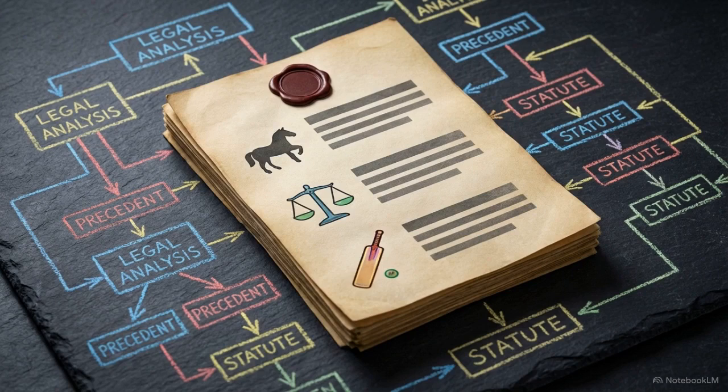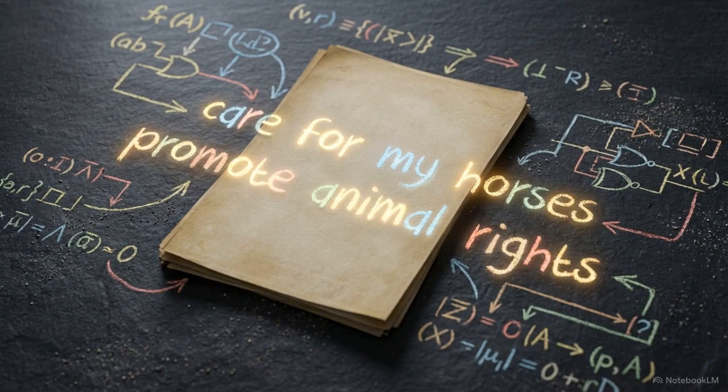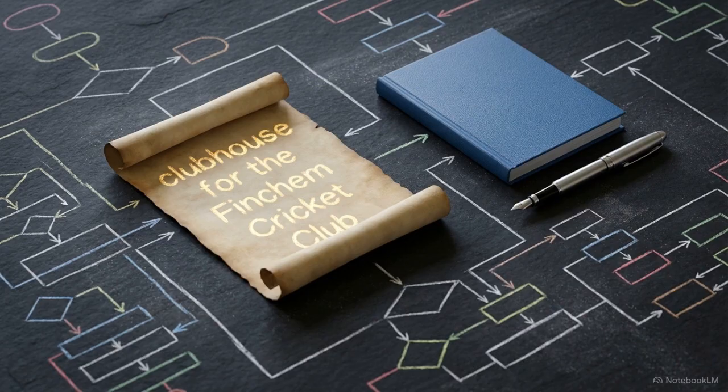This is a last will and testament containing 3 specific legacy clauses. The testator wants their estate used to care for their horses, to promote animal rights legislation, and to build a new clubhouse for the local Fincham Cricket Club. In a law exam, you are tasked with executing these instructions.